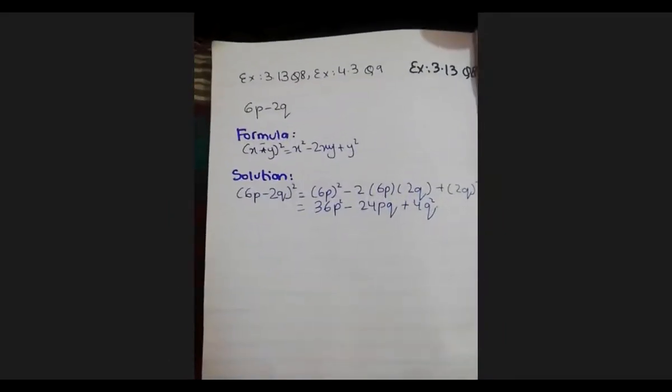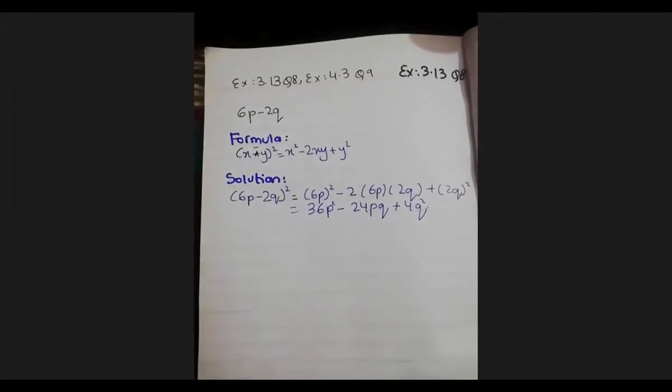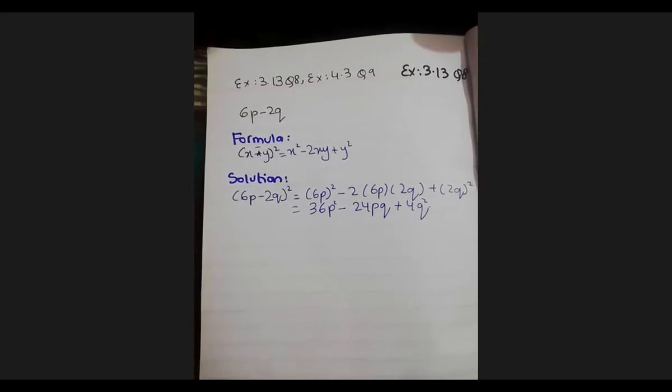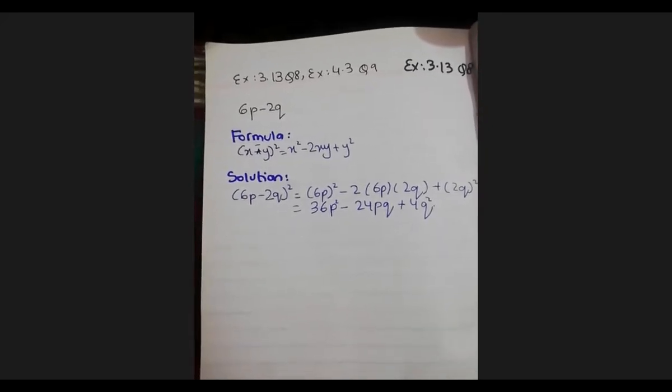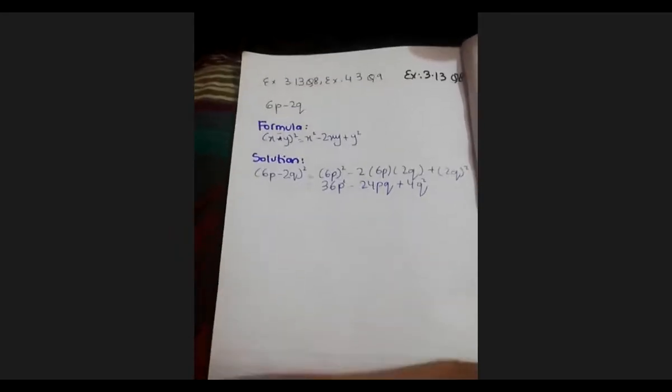Today I have given you the question 6p minus 2q. Very good. 6 6s are 36p square. Now 2 6s are 12, 12 2s are 24, minus 24pq plus 4q. Excellent. Keep it up. Now the next question, you are solving it right now. I want other students to share their videos.